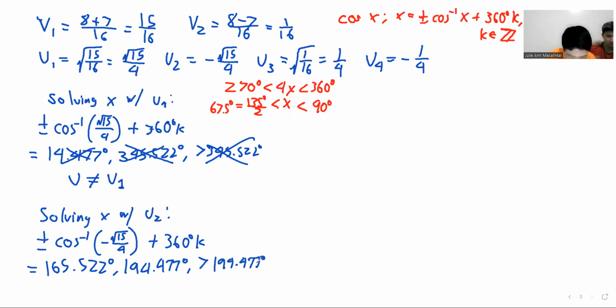Then after that, like earlier, we have values that are greater than 194.477. So it turns out 194.477 is greater than 90. So trash it. And then 194.477 itself. And 165 is, of course, greater than 90. And of course, it cannot be less than 67.5. So it's not even that. So U cannot be equal to U sub 2. Yes. Okay.